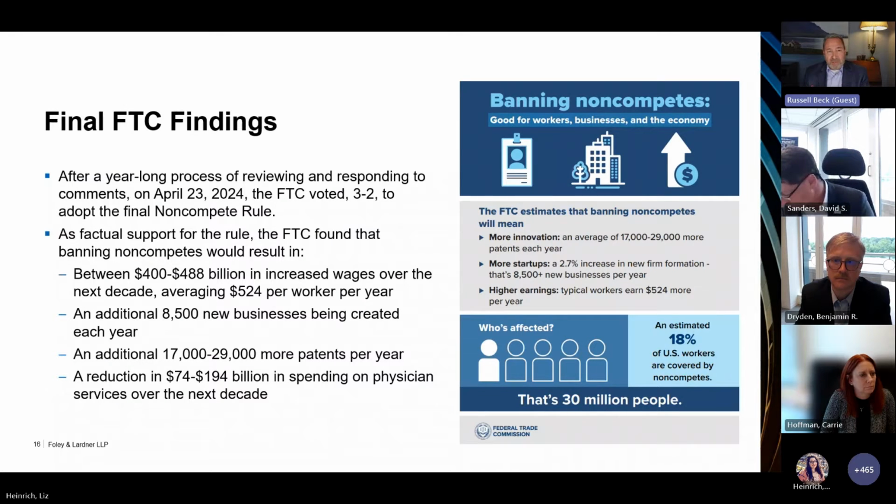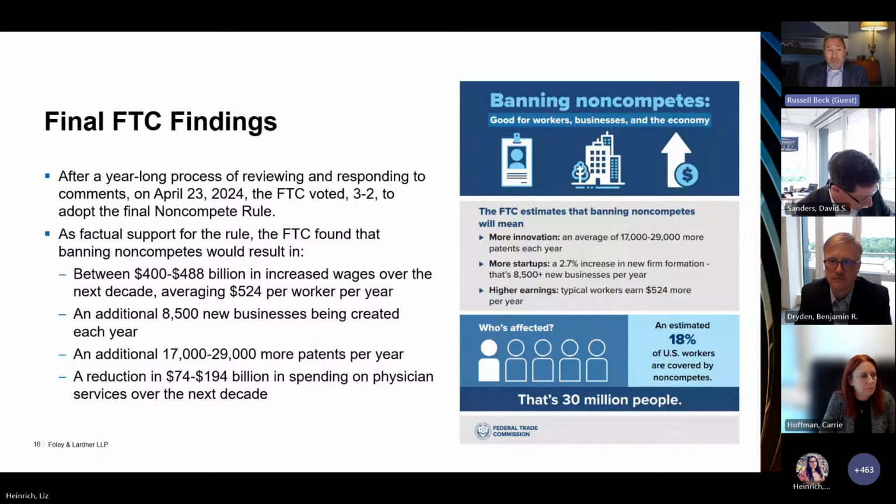Well, they said, as you see on this slide, between $400 and $488 billion in increased wages over the next decade, averaging $524 per worker per year. That's fine. Here's the problem with that. Just going back to this academic literature and all of the support that they've relied upon, that is really varied.